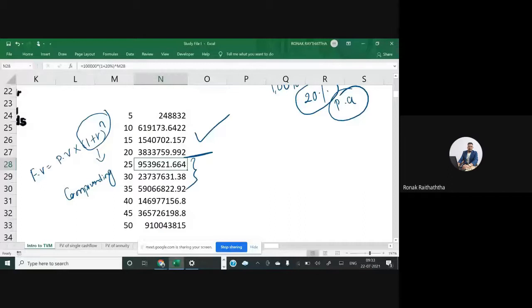Imagine, up to 25 years you have converted only 95 lakh, 39 lakh rupees. In just the next 5 years, you are adding 1 crore 40 lakhs more. From 30 to 35, the addition is somewhat near to 3 crores, 2.5, 2.6 crores. That too just within 5 years.